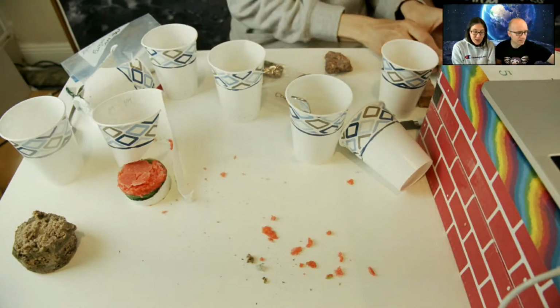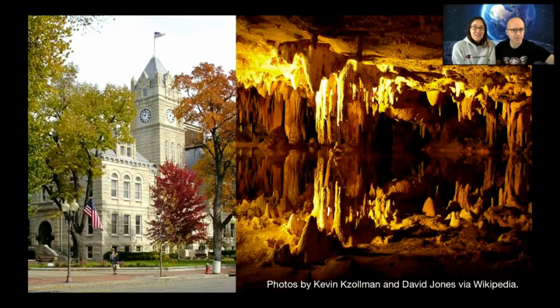So what is your guess? Where does limestone come from? Is it caves? It does not come from caves, but caves form in limestone. So limestone is used commonly in construction. This courthouse in Kansas was made out of limestone, and this cave is also made out of limestone. Caves form in limestone. Was it the ancient coral reef?